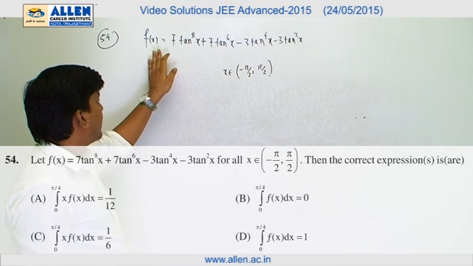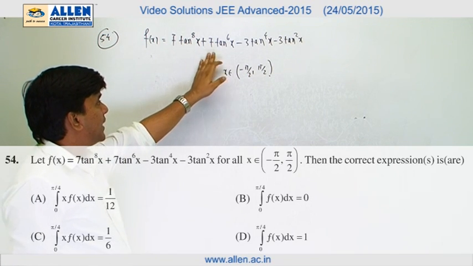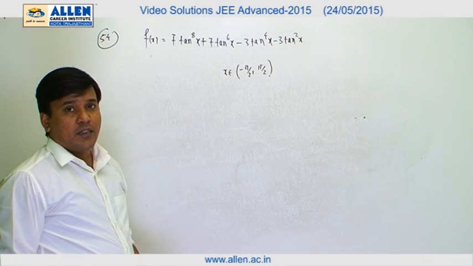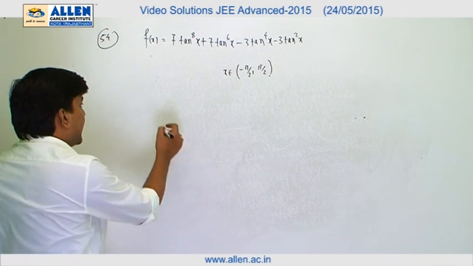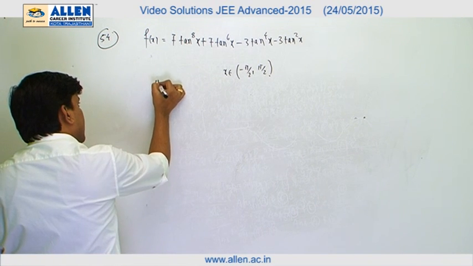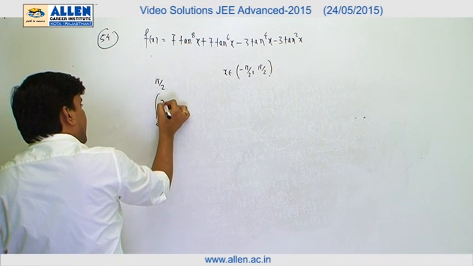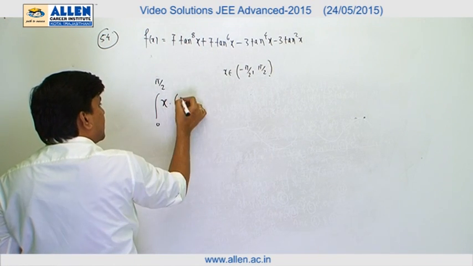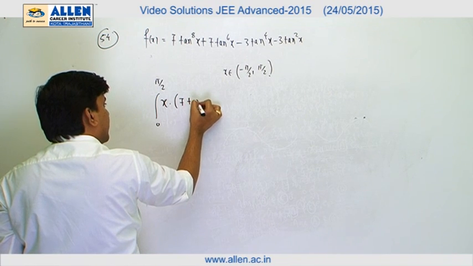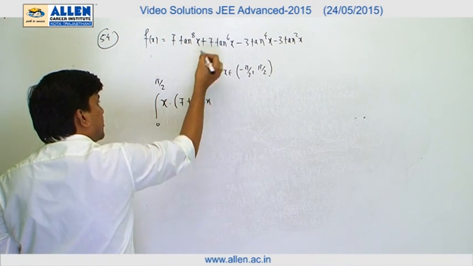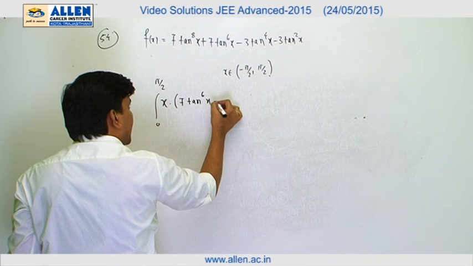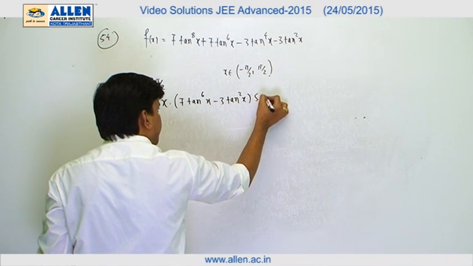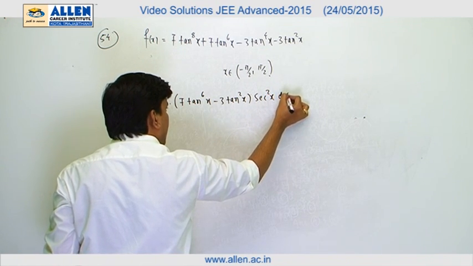In question number 54, fx is given to be 7 tan raised to the power 8x and so on, and x is between -pi/2 to pi/2. We have to comment upon which option is correct. In option A, it is given integral 0 to pi/4 of x fx dx. In fx, we can see if we take 7 tan raised to the power 6x common, we are left with 1 plus tan square x, that is going to be sec square x. Similarly, if we are taking -3 tan square x common, we are again left with sec square x. So sec square x will be common.